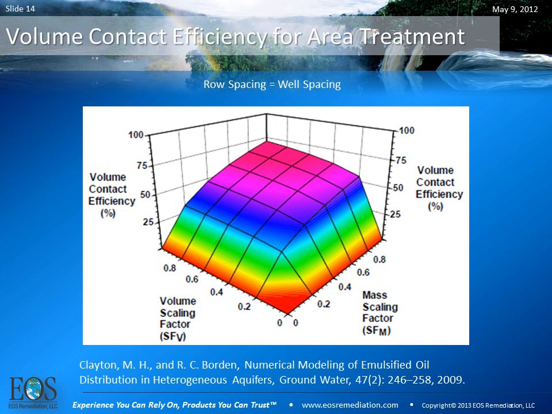You get up to about a 25% contact efficiency initially. You can see that the curve levels out over time, so there are basically diminishing returns on this, meaning you don't really need to be adding massive amounts of oil. And that's why we recommended in the previous slide to have volume and mass scaling factors between 0.2 and 0.6, which is where you get the best bang for your buck.